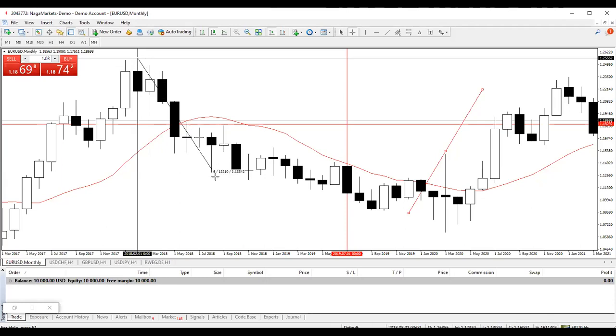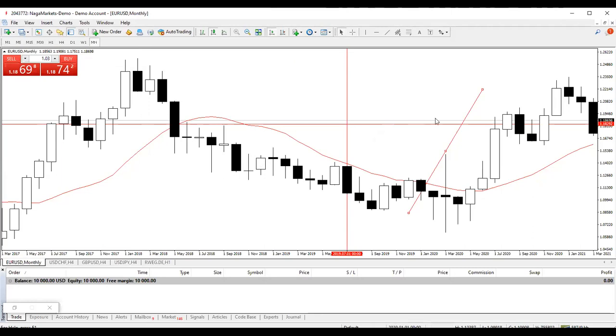Assuming I took my trade from the top here and I was selling. I took my trade from here, where I just put that red line. And now the market has moved to this level.